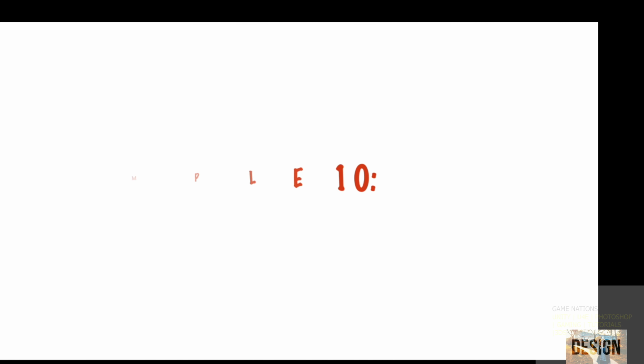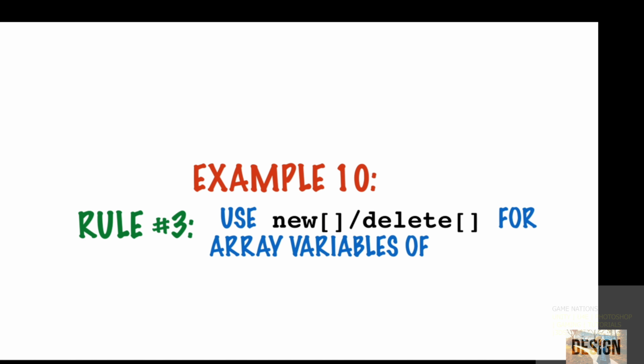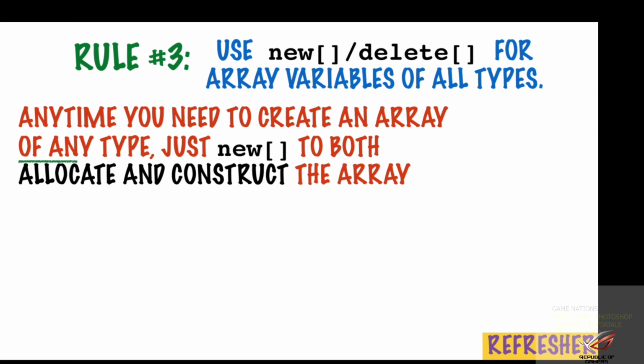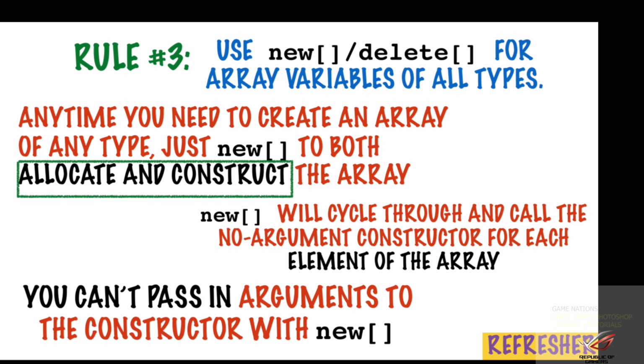Let's now see an example of the next rule, using new with square brackets and delete with square brackets in order to deal with array variables. An array is a list of elements. The elements can be of simple types such as doubles, floats, etc., or it can be an array of classes or class objects. That's more accurate.